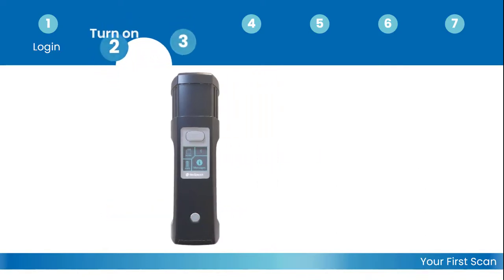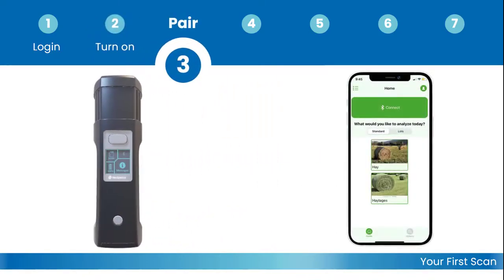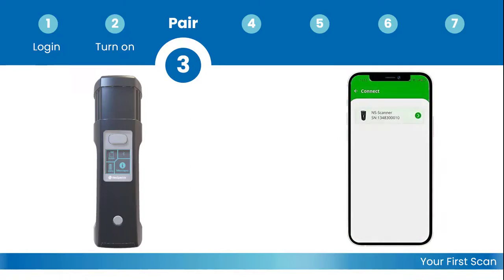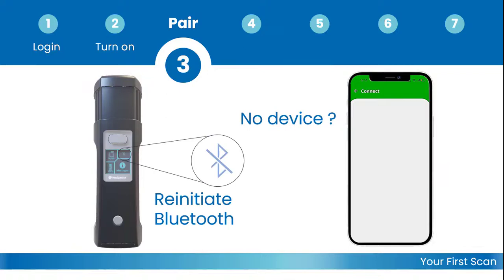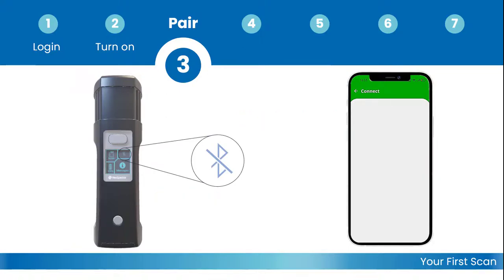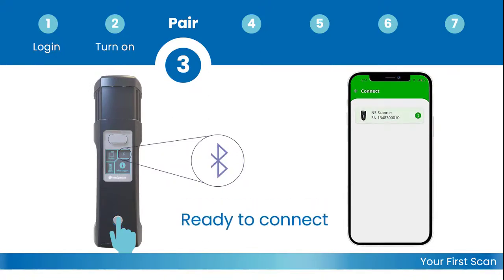After turning on your scanner, you'll need to pair it with the Scan app on your mobile device. In the app, press the Connect button, and you'll find a list of NeoSpectra devices that are nearby and ready to connect. If your NeoSpectra device is not listed in the app, you'll need to reinitiate the Bluetooth connection. Briefly press the power button 2 times, and make sure that the Bluetooth icon in the display screen has changed to show it is ready to connect. Once this happens, you should be able to find your device in the list.